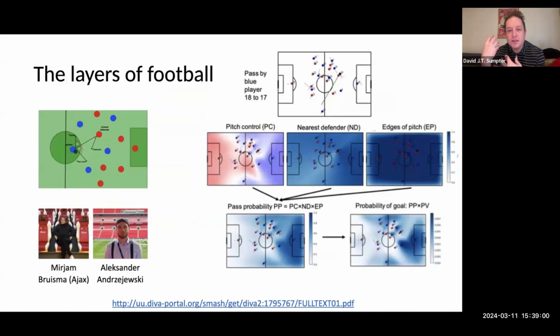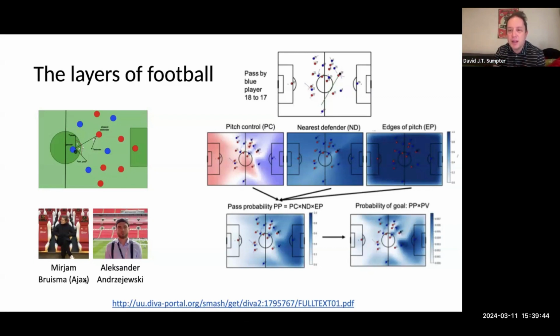And what we've been doing is building up mechanistic models of different layers of football. This is work I've been doing with Miriam Brunsma at Ajax and Alexander Andrzejewski, who's now moved on to work for a football analytics company. I've already mentioned the pitch control model. They built what we call a nearest defender model, which tries to say what's the best positioning of the nearest defender to get the ball back, and how you, as an attacker, should move to stop the nearest defender being in the best position.